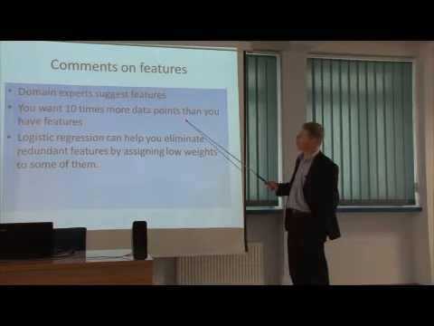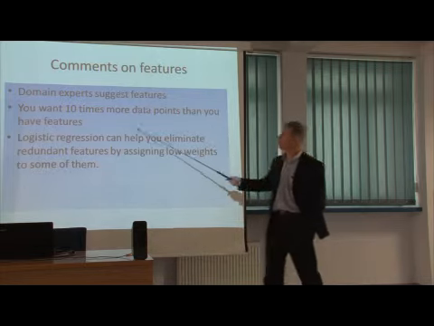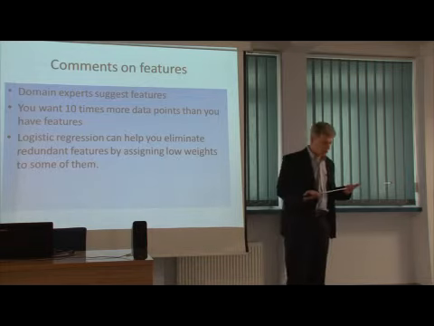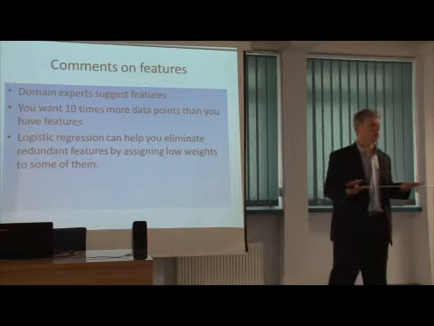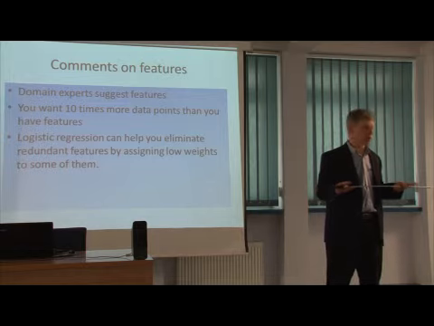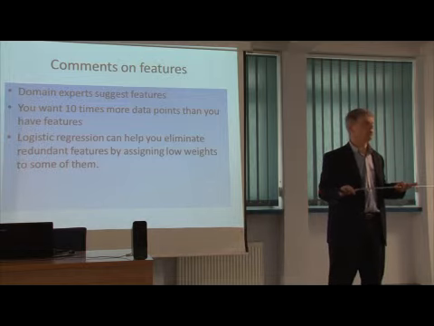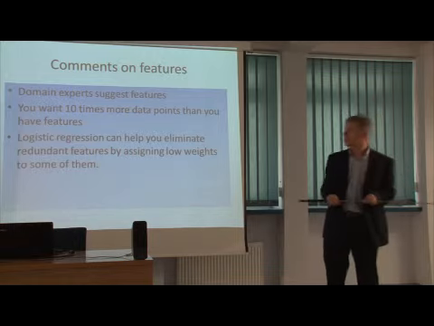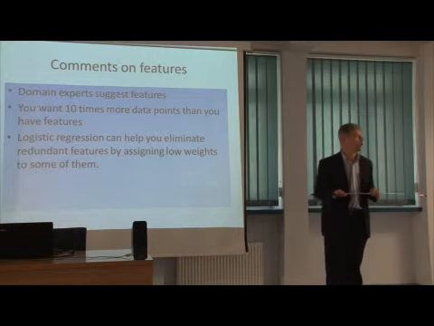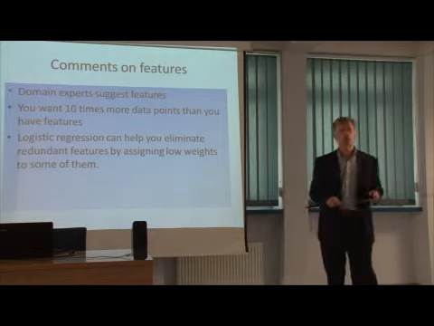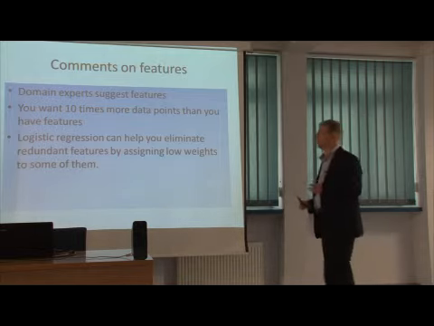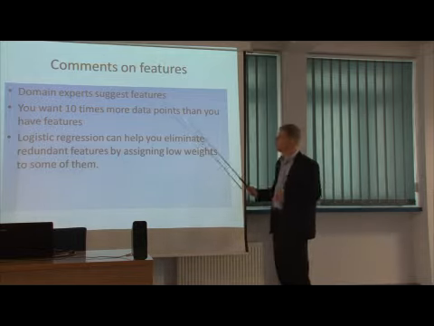You need 10 times more data points than you have features. So for instance, to answer Jeopardy questions, we had about 550 features. That means that you need a data set of at least 5,000 Jeopardy questions with answers and with supporting evidence in order to have a reasonable approximation of a model.